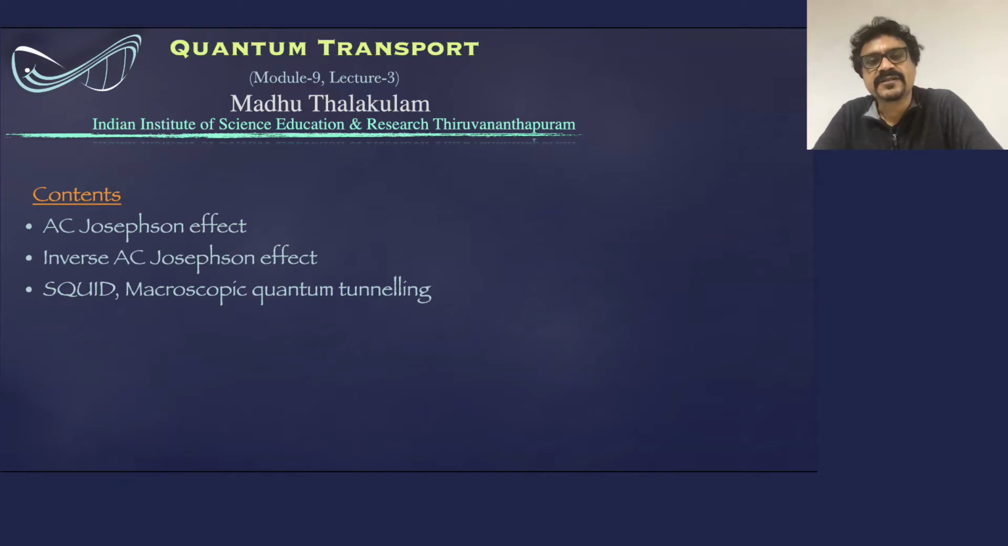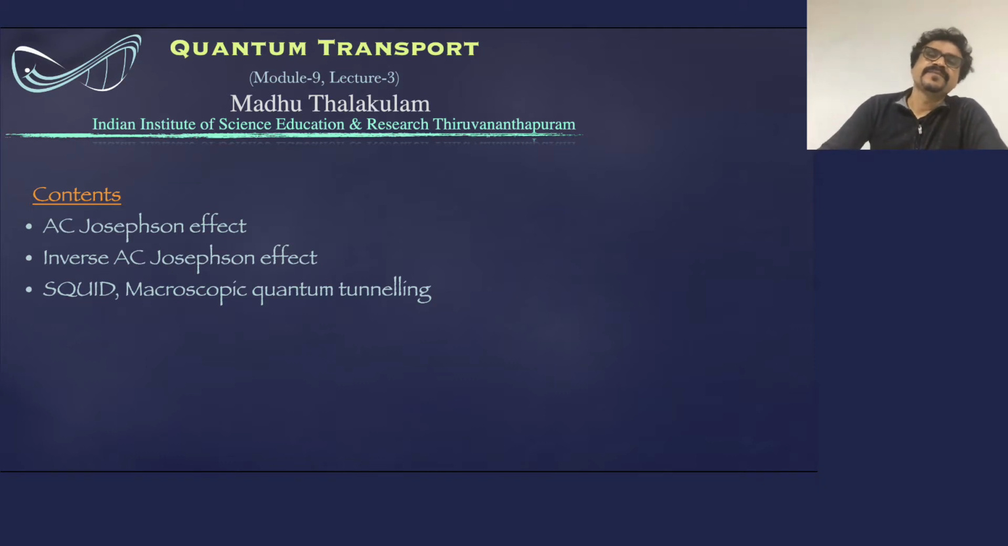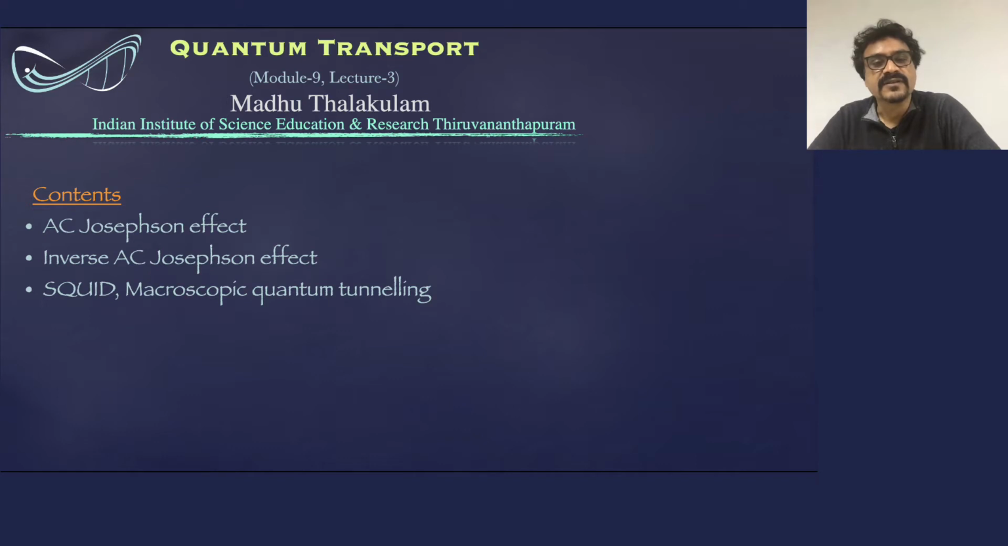In the previous lecture, we discussed the transport in ultra-small superconducting tunnel junction systems and also looked at the DC Josephson effect. In this lecture, we will discuss the AC Josephson effect in continuation to our discussion on the DC Josephson effect. Then there is another effect, which is the inverse AC Josephson effect, and the superconducting quantum interference device, which is a manifestation of the macroscopic quantum mechanical tunneling phenomena.